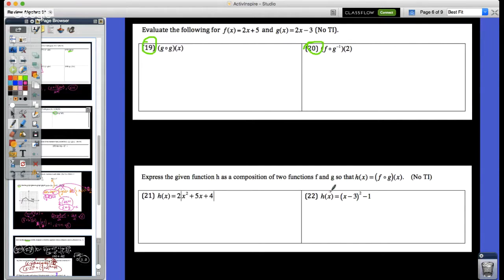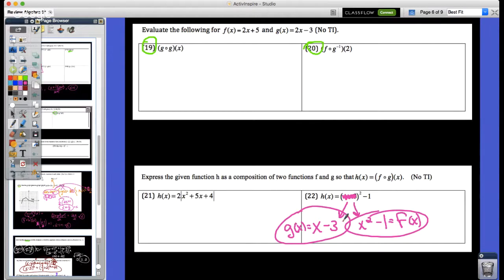Another one I wanted to hit on, number 22. Remember on this one, we're looking at what I can take out. Whatever I can take out is my g. So I'm going to take out x minus 3. But when I take that out, I leave x squared minus 1. If I plug this in for x, it would produce the original answer. So g of x is x minus 3, and x squared minus 1 is f of x. That would be number 1, and that would be number 2. That's just a way to find them.